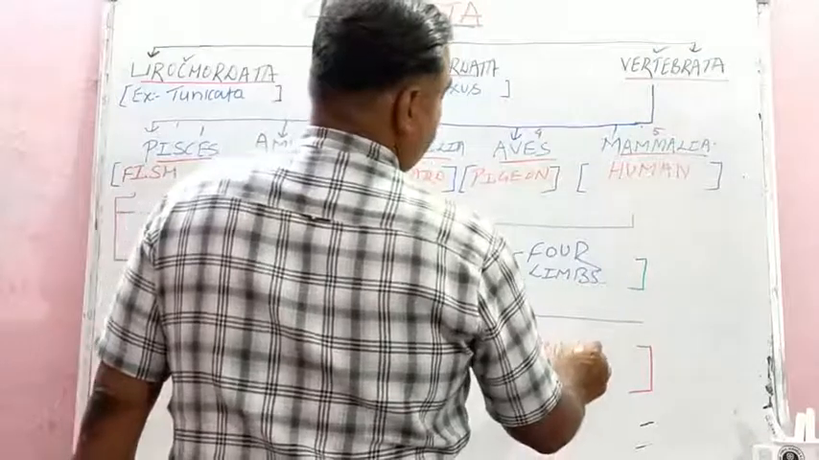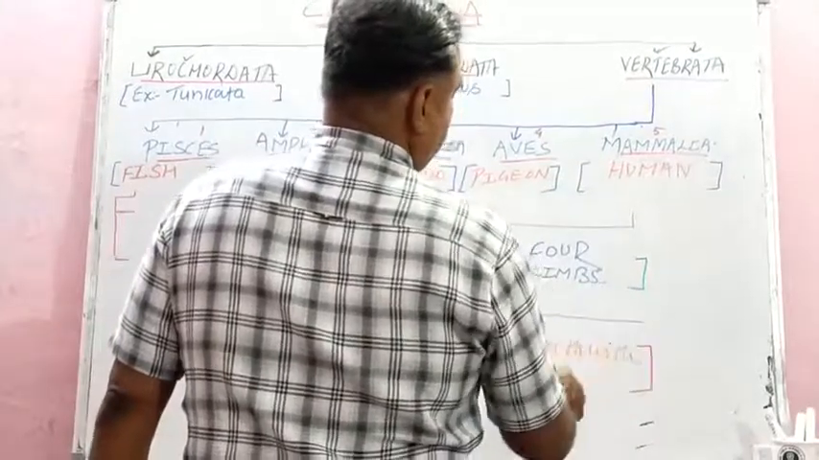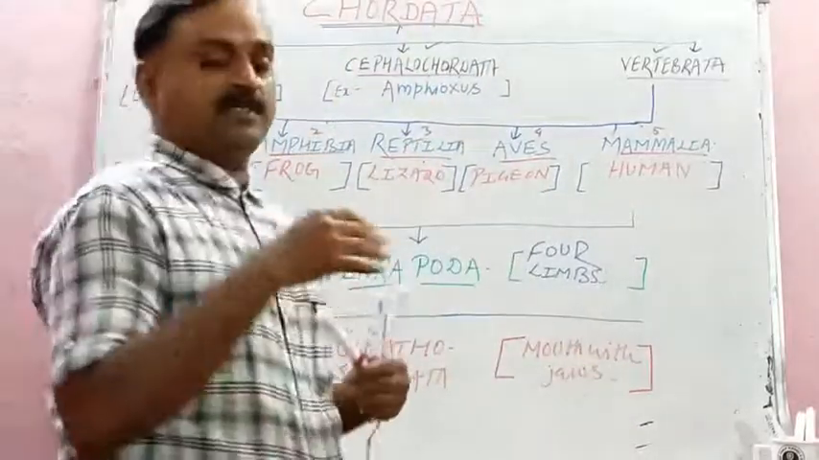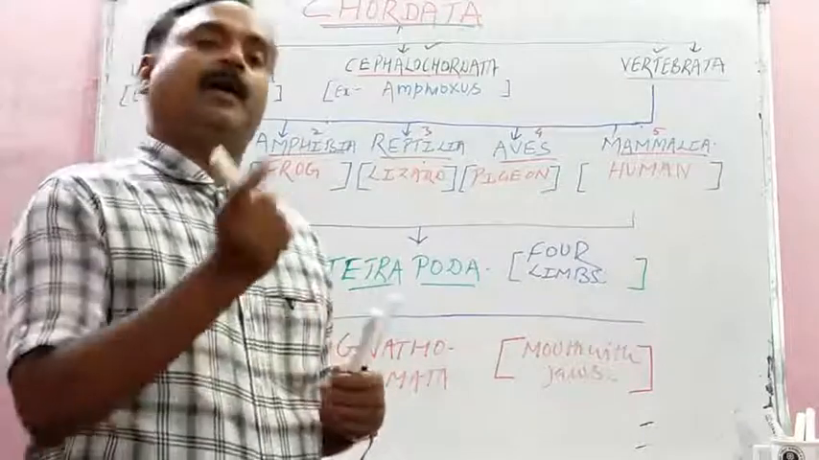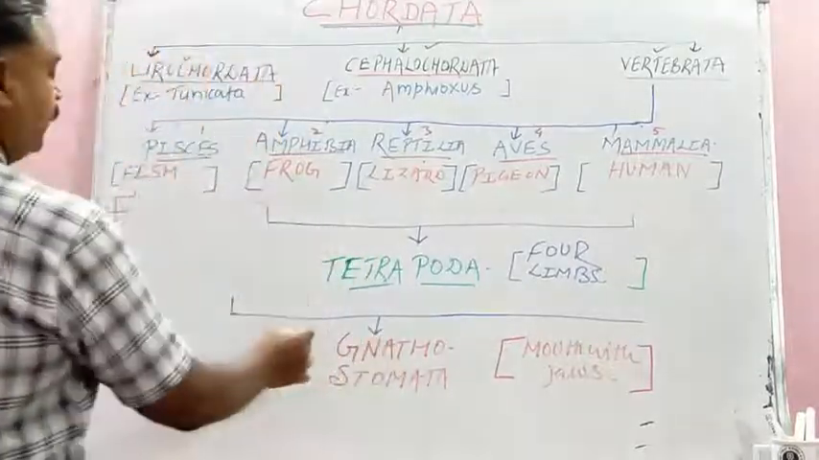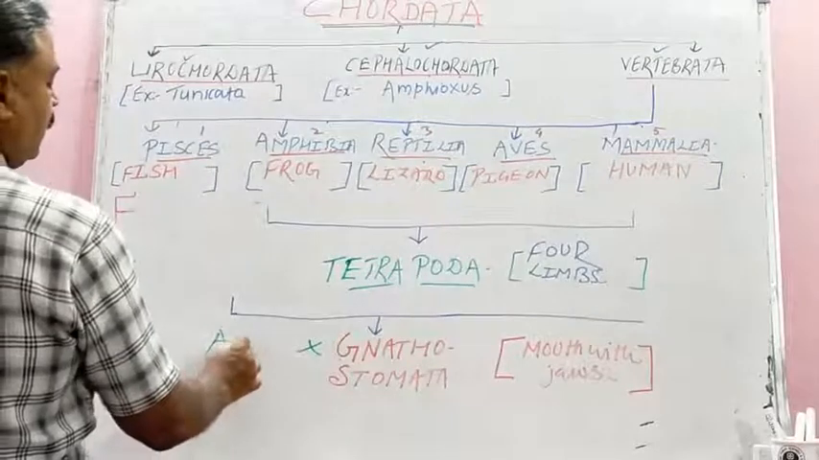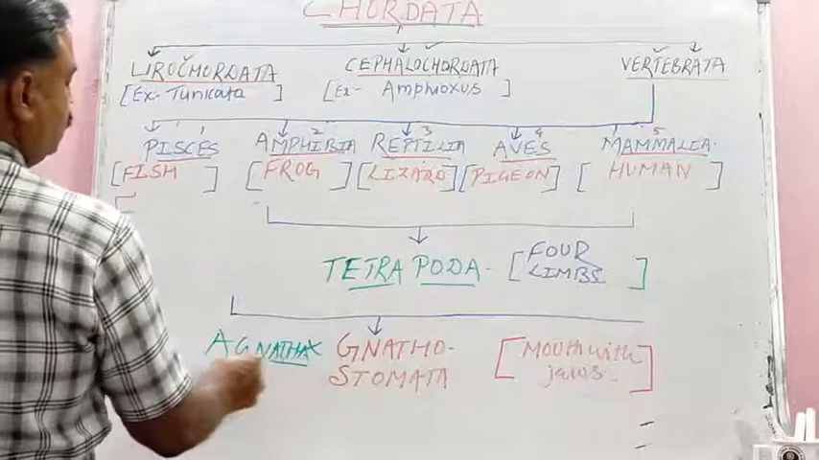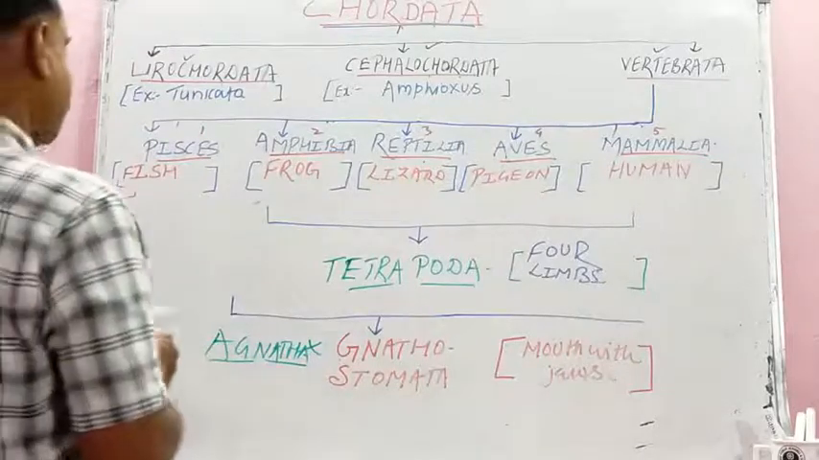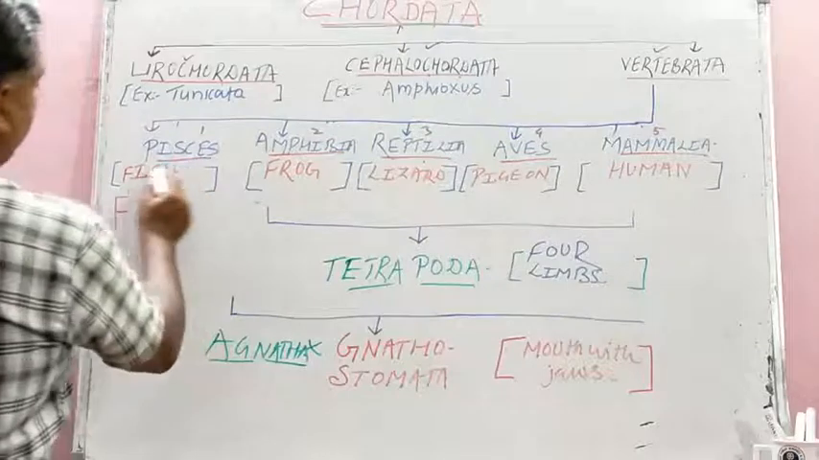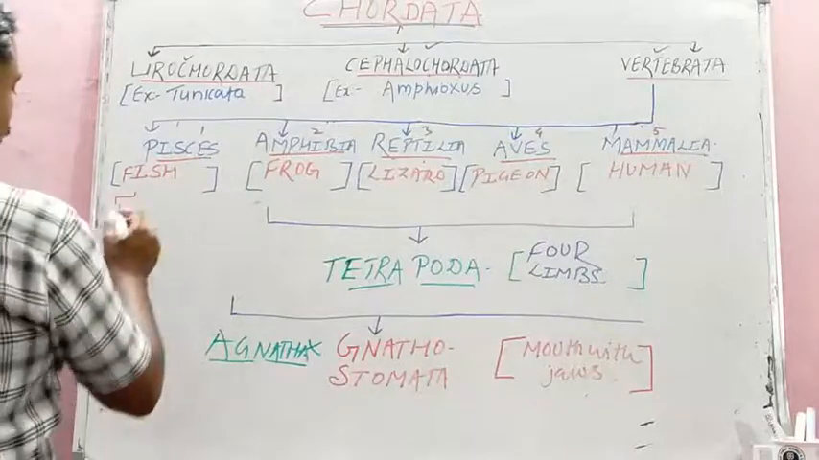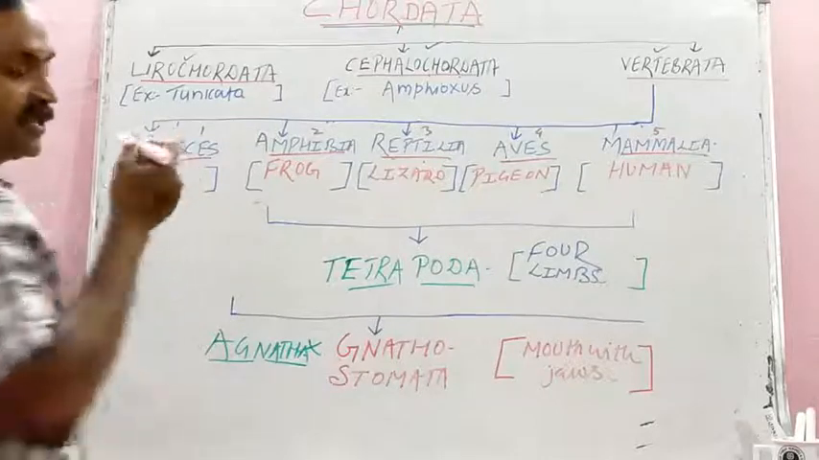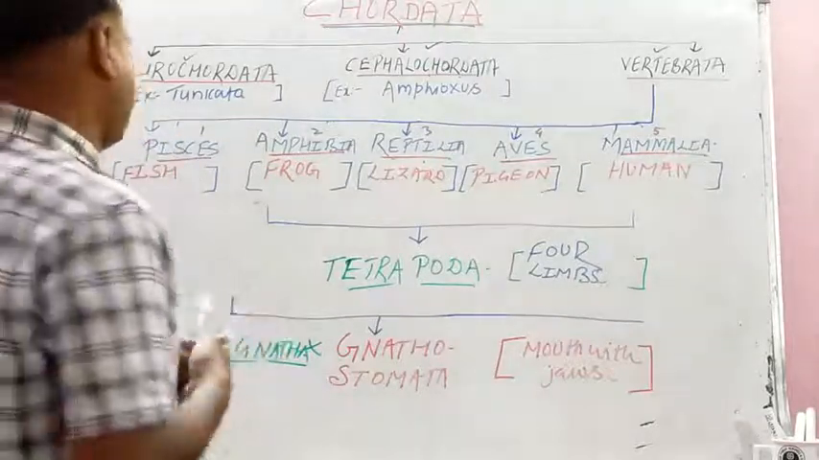Gnathostomata. What is the meaning of this, student? Mouth with jaws. In fishes there are some jawless ones, whose mouths are jawless, they are called Agnatha. Just opposite of Gnathostomata is Agnatha. A means without, absent. Gnatha means jaws. That is in the fishes mostly. And student, one more thing I want to tell you, in the fishes there are two categories: cartilaginous fish and bony fish. May be asked in your exam also.